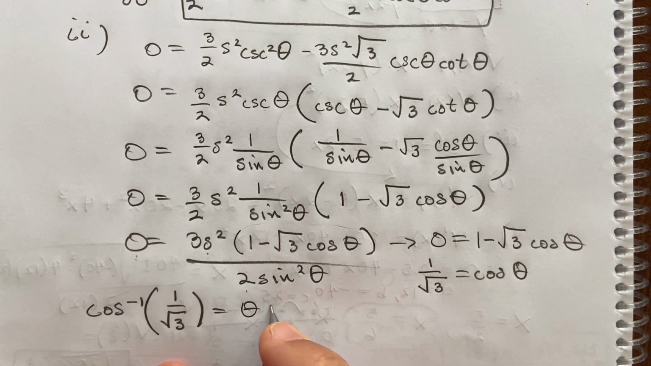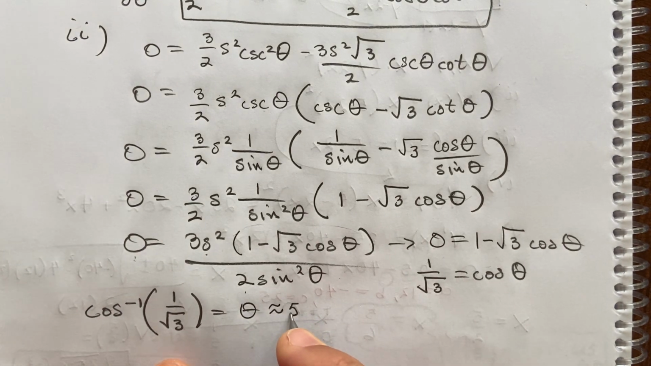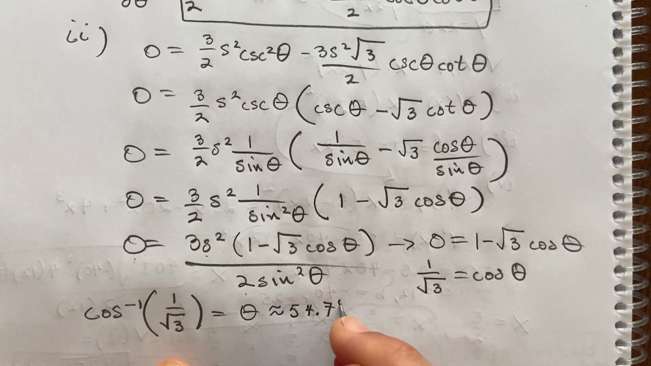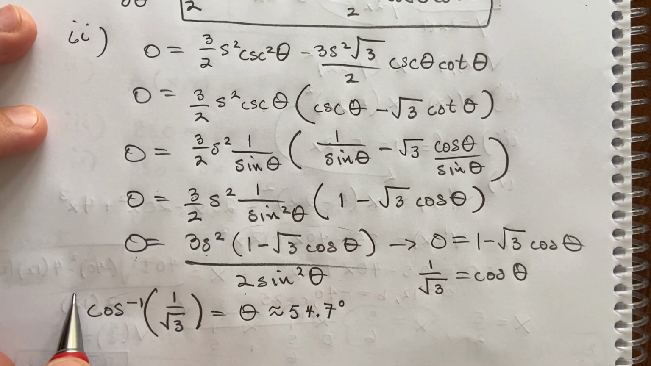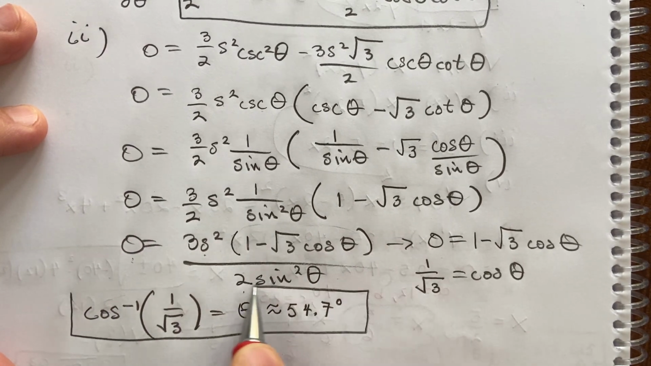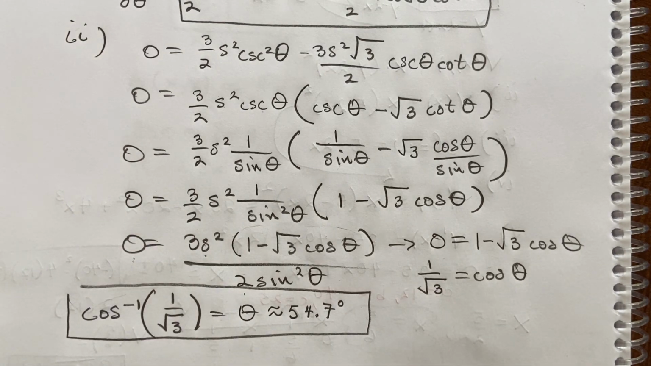Okay, just for our information, it's about equal to 54.7 degrees. So that is part 2. For part 3, it says determine the minimum surface area of the cell in terms of S and H.